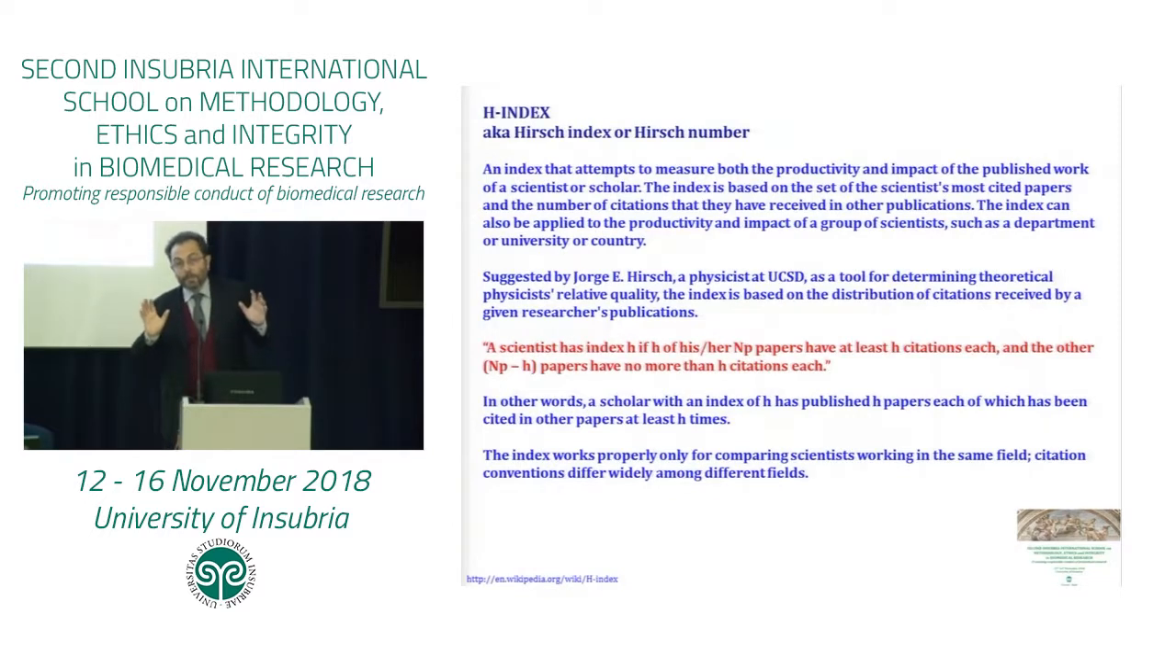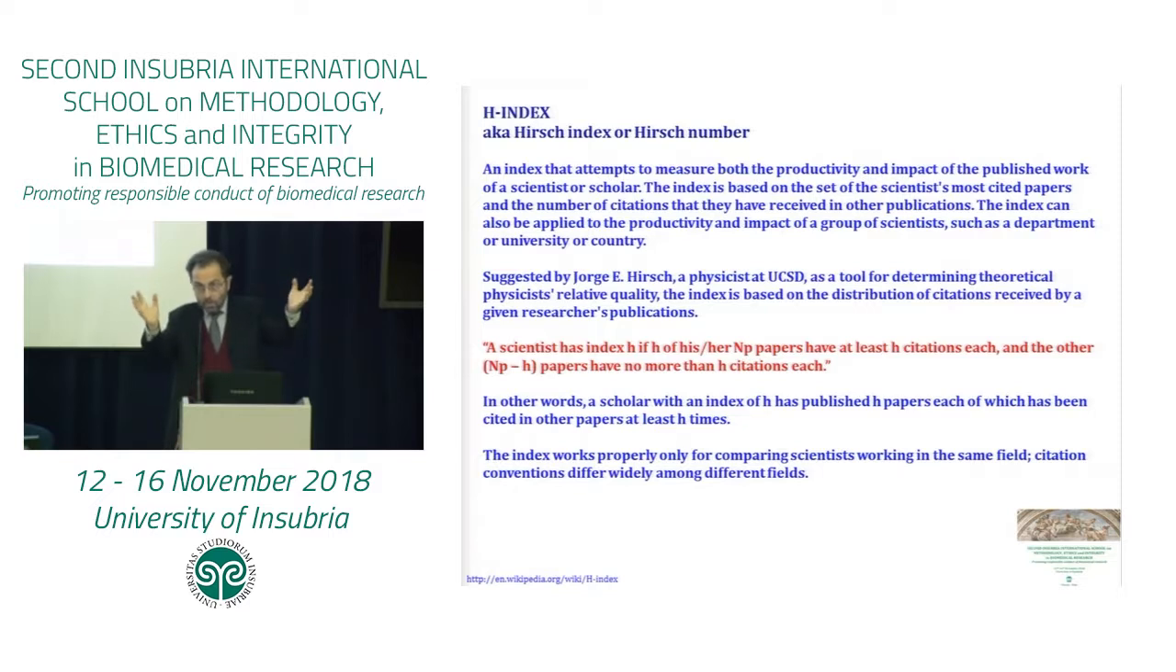Its definition is apparently a bit complicated, but actually it's very simple. As you see in red, a scientist has index H if H of his papers, a given number, have at least H citations each. For instance, I have H-index 5 if at least 5 of my papers received a minimum of 5 citations each. I have an H-index 10 if at least 10 of my total publications received 10 citations each. This is the H-index. It seems good.